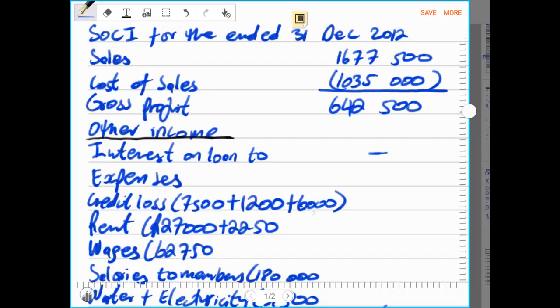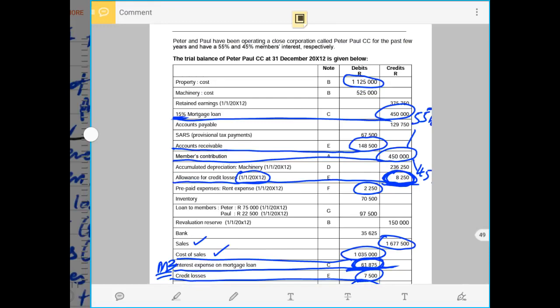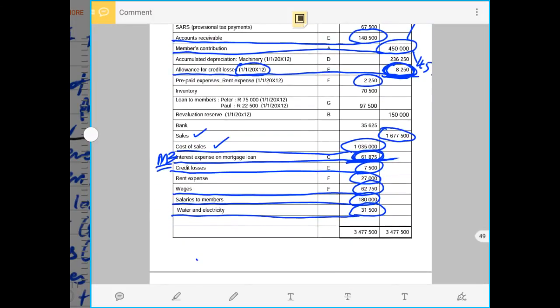Other lecturers write the 6,000 separately, and they will write a line item saying increase in the allowance for credit loss. If you do that and separate the 6,000, you are still correct. Don't think that I'm teaching my own thing. Your lecturer will still mark you right. I just prefer this approach for my students, where they combine all these amounts.